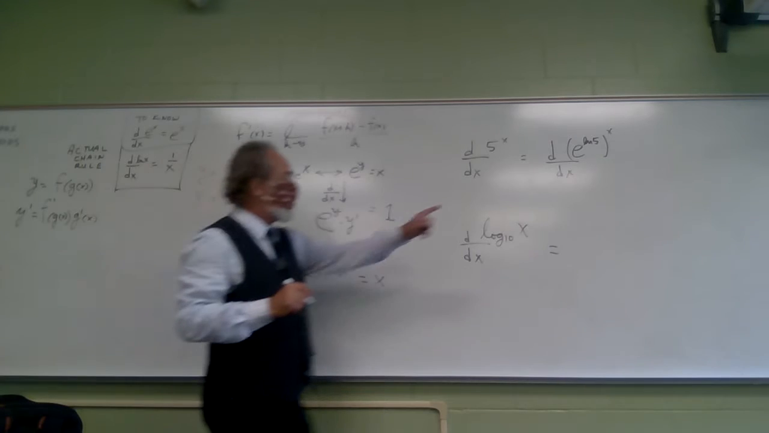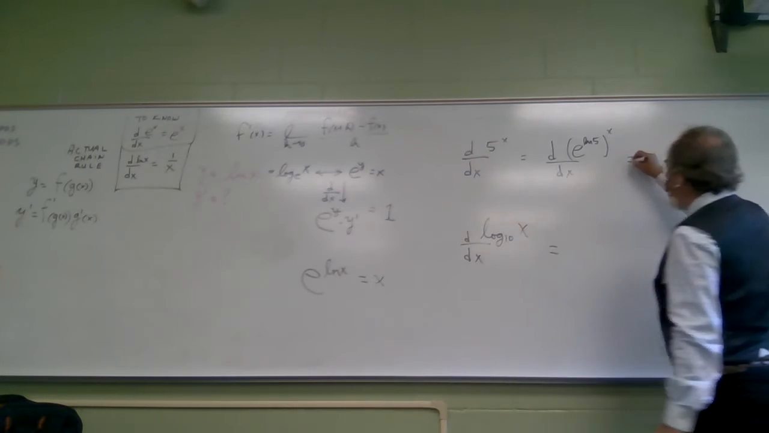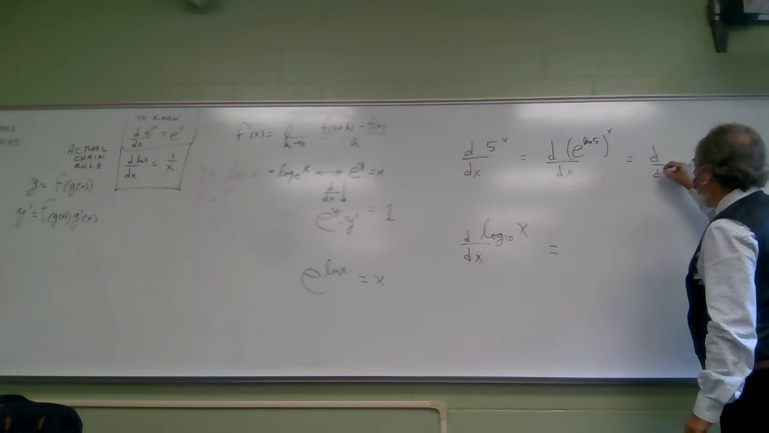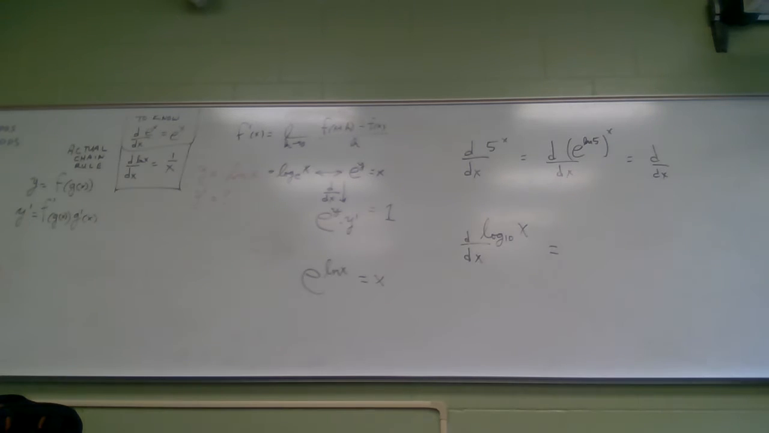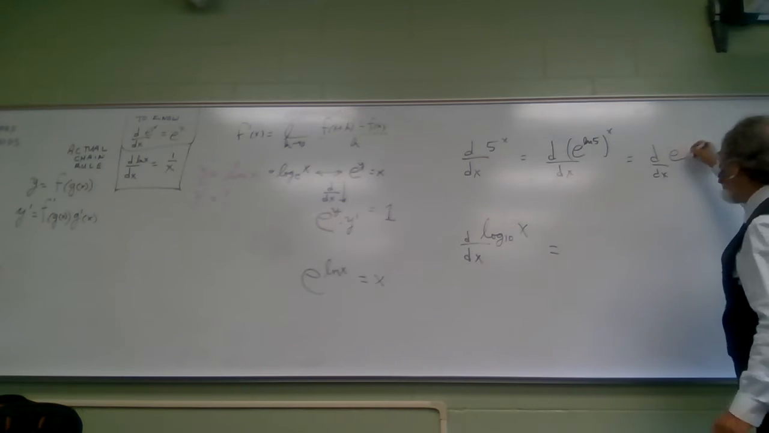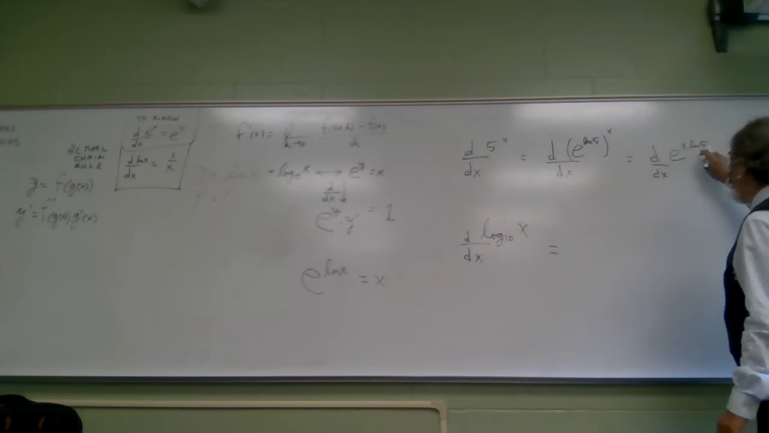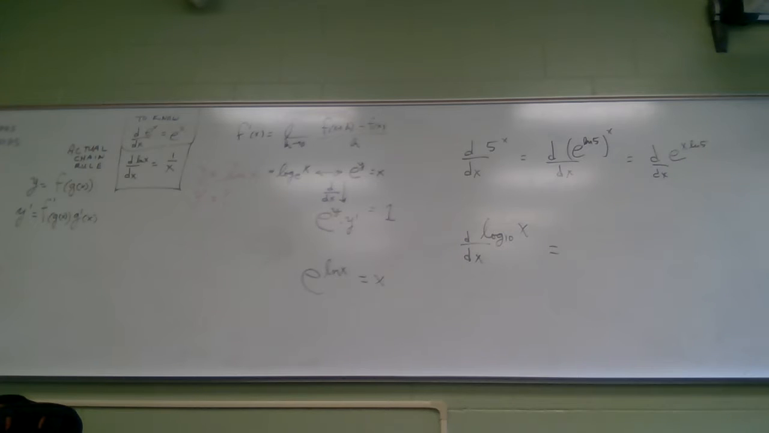Now what happens when you have a power to a power? Something to a power to a power. What do you do with the powers? Multiply. This is e to the x natural log of 5. Now don't let the natural log of 5 screw you.